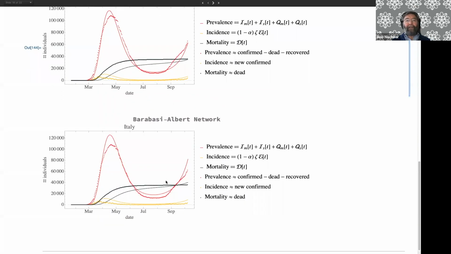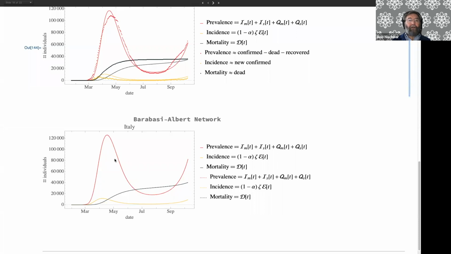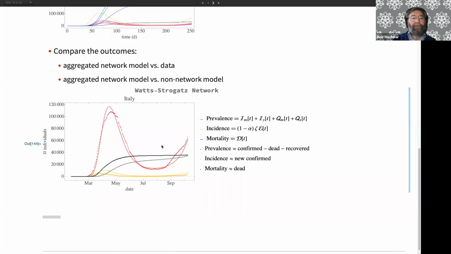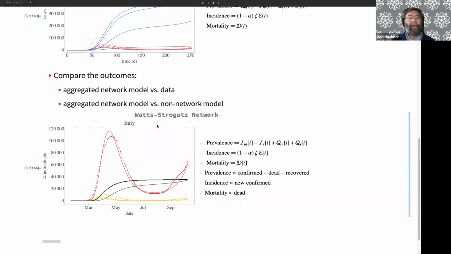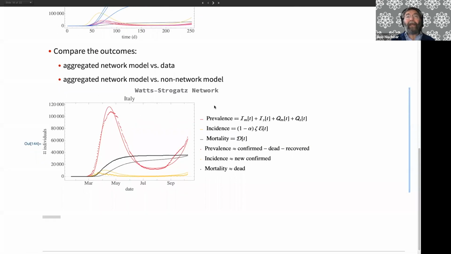The Barabasi-Albert network, though, is very much the same as the original non-network model. The dashed curves are right on top of the solid curves here. So it didn't change it that much. And that basically brings me to the end.